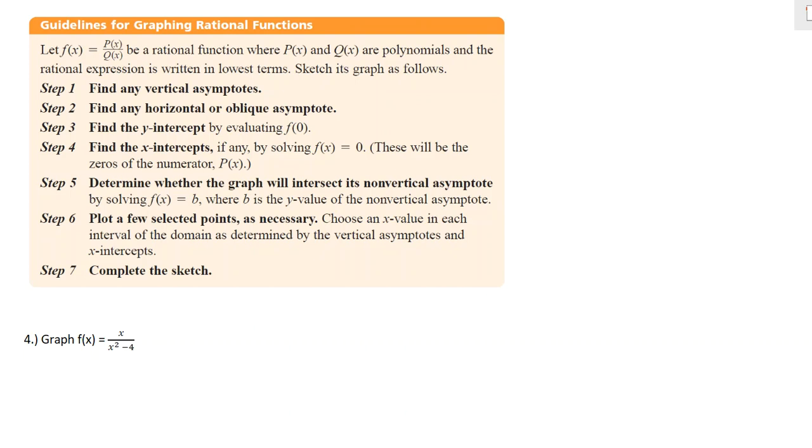So you have this chart on your sheet. It's guidelines for graphing rational functions. And the first thing you're going to do is find any vertical asymptotes. And we learned how to do that in the last video. Second step is we're going to find any horizontal or oblique asymptotes. Again, that was in the last video.